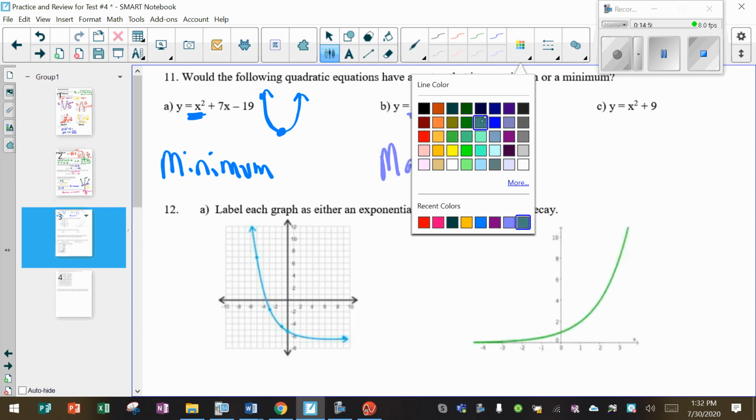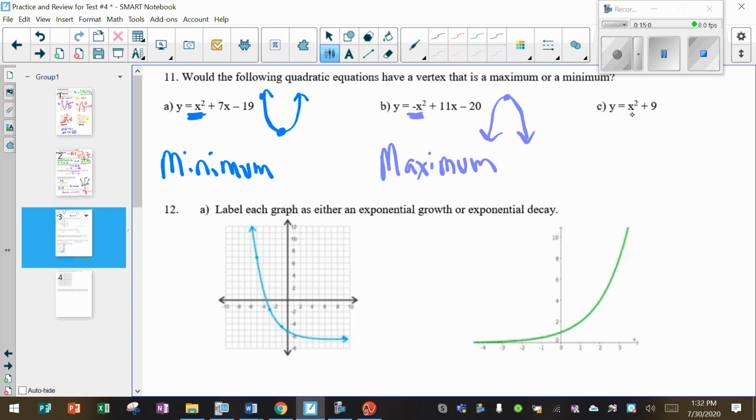And then the third one. X squared is positive, so it's happy. So our parabola opens upward, and the vertex is a minimum.